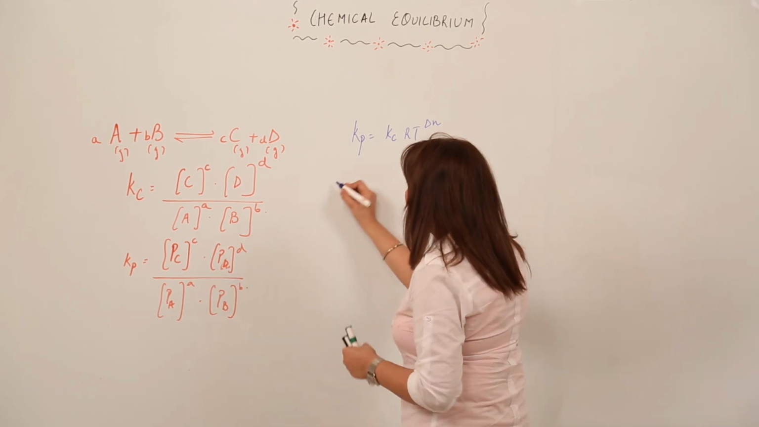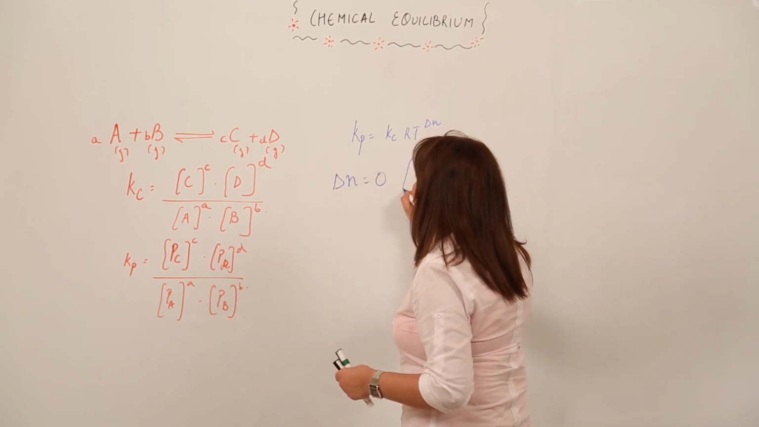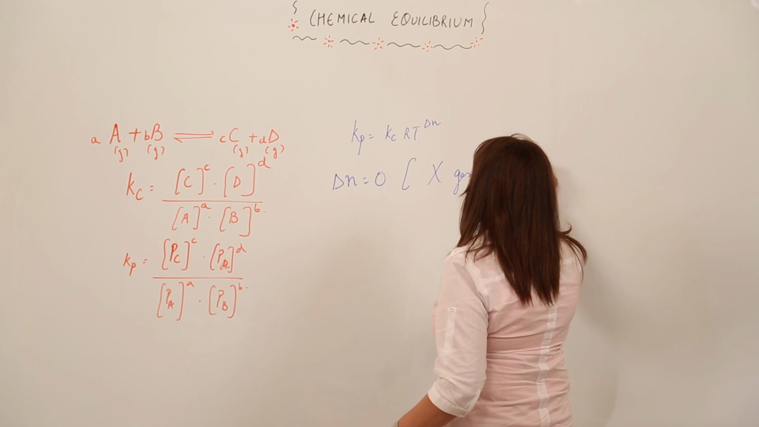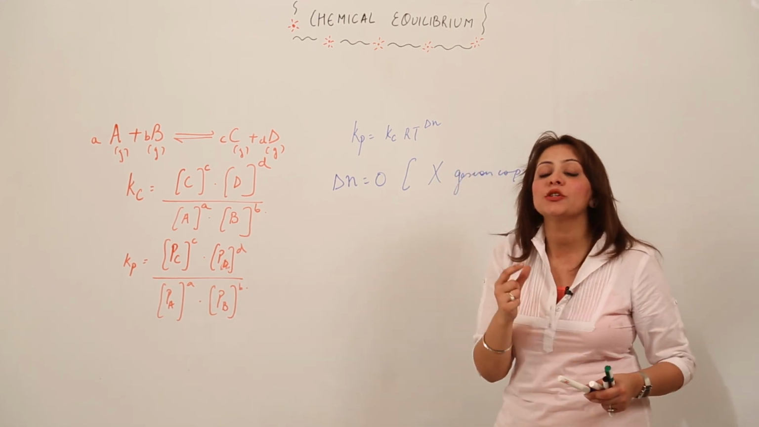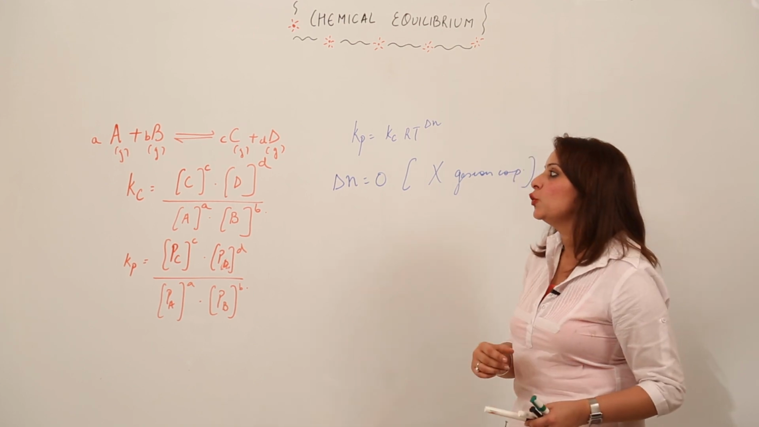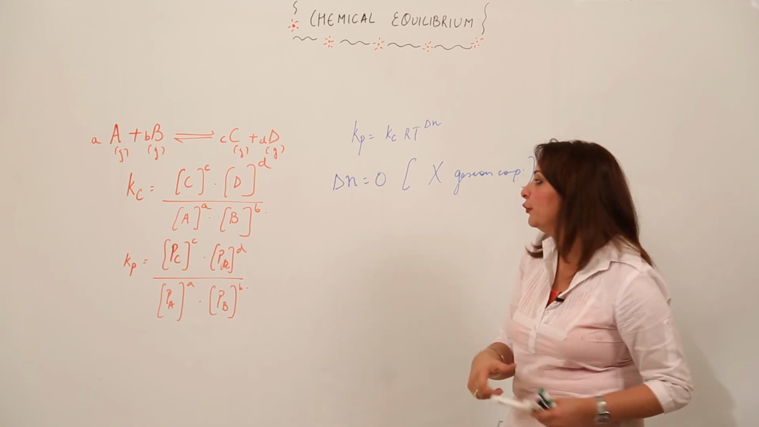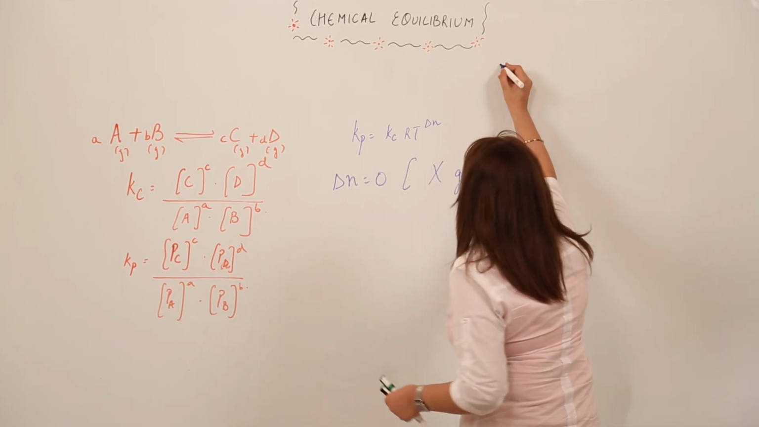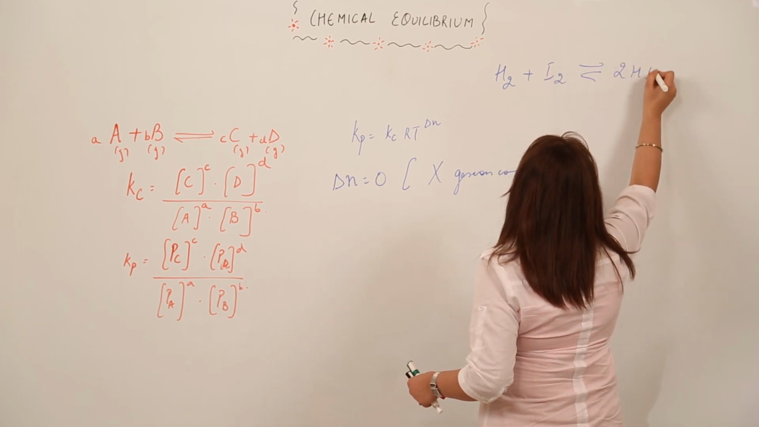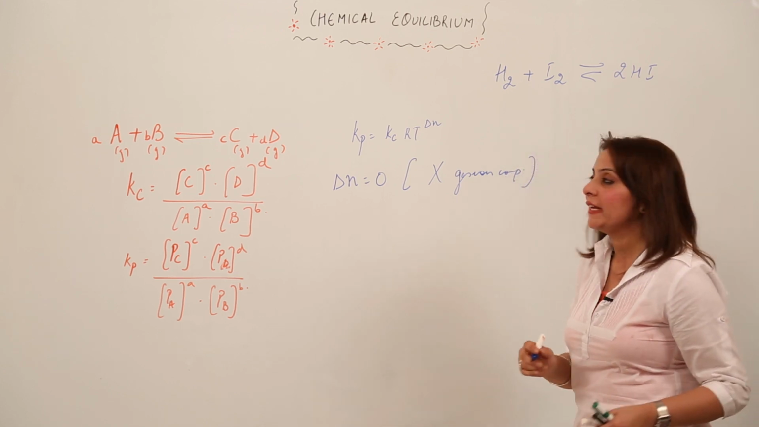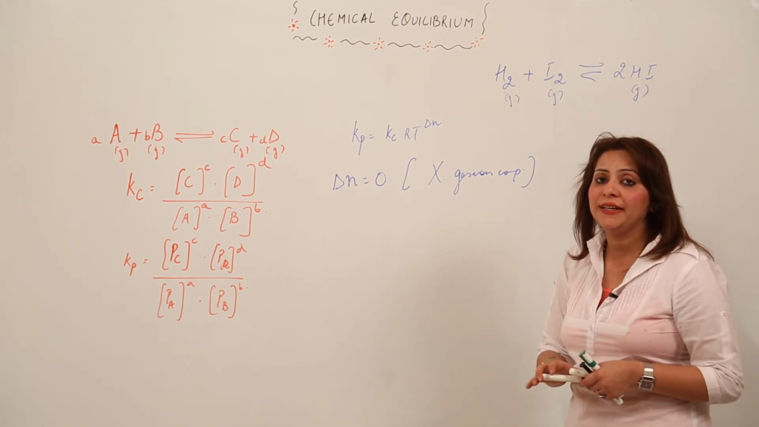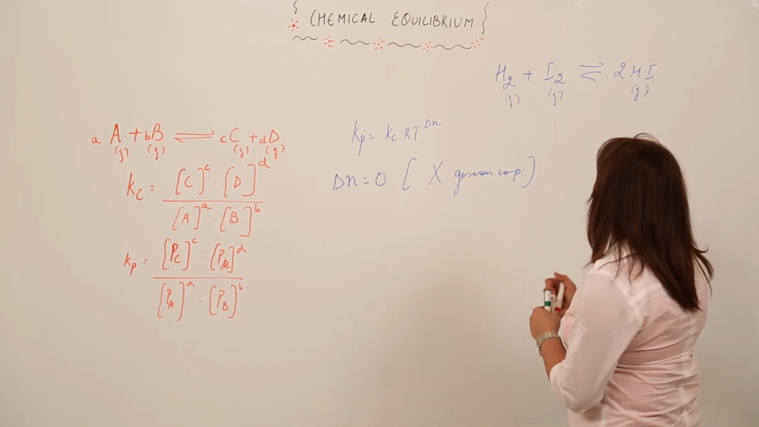So when delta n is equal to 0, that means the reaction does not involve any change in the number of gaseous moles. I think you know how to calculate the change in number of moles, but still I'll do an example for you. Suppose we have a reaction, I'm writing here H2 plus I2, reversible reaction, 2HI. If I say all of them are present in gaseous state, and I wish to calculate the change in number of gaseous moles, how am I going to do that?